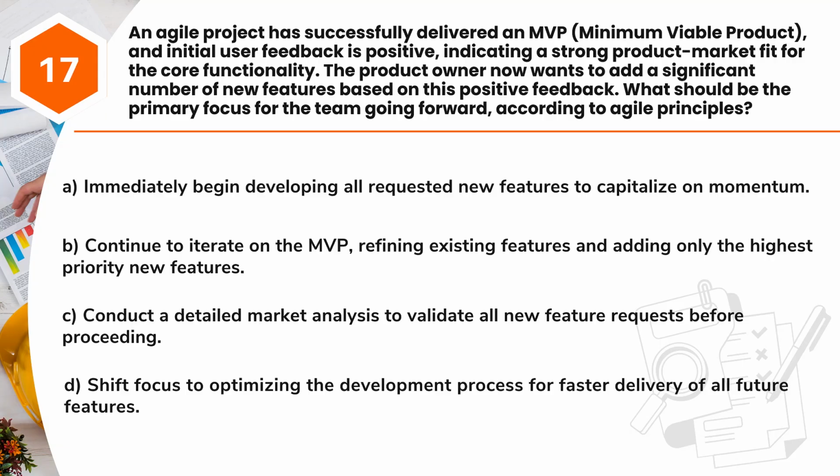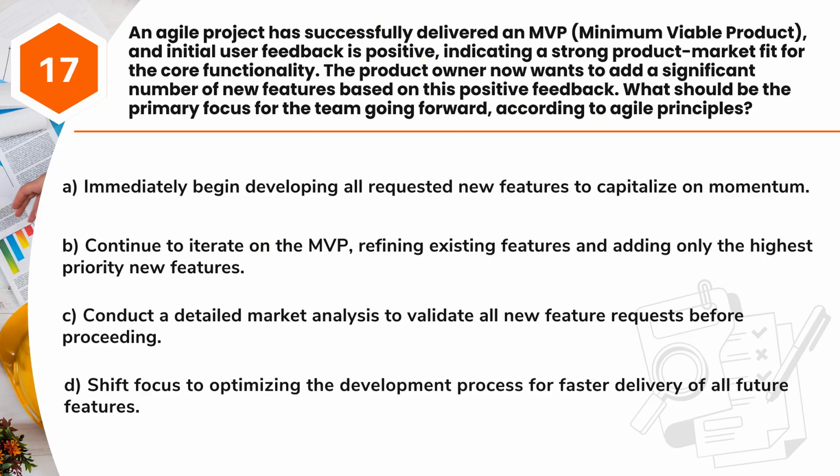Question 17. An Agile project team has delivered an MVP, minimum viable product, and initial user feedback is positive, indicating a strong product-market fit for the core functionality. The product owner now wants to add a significant number of new features based on this positive feedback. What should be the primary focus for the team going forward, according to Agile principles?